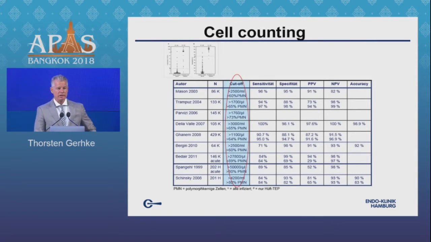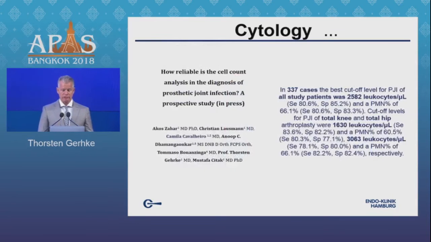Cell counting is much better, of course. The problem with cell counting is that you have a lot of different cutoffs. Some authors mentioned that the cutoff is more than 2,500, others more than 1,700, and for some others it's 1,100, and so on. We did a study recently in almost 340 infected cases, where we determined the cutoff for knees, which was 1,600, and for hips, 3,000. So keep in mind, there are different cutoffs, obviously, for the knees and the hips if you count the cells.